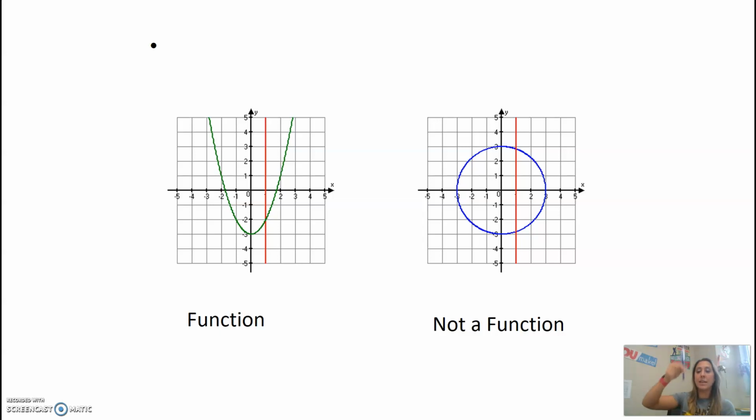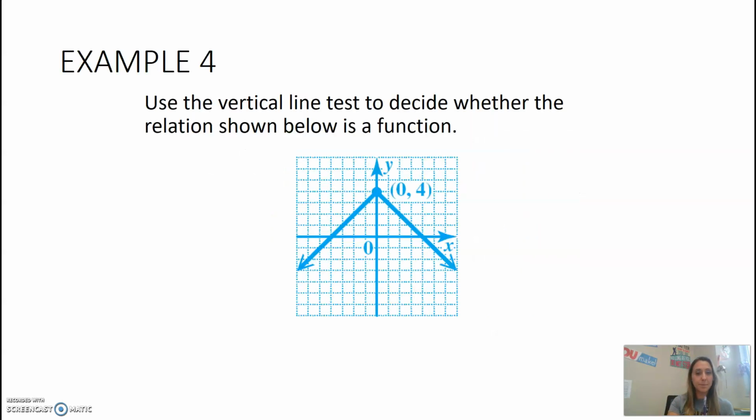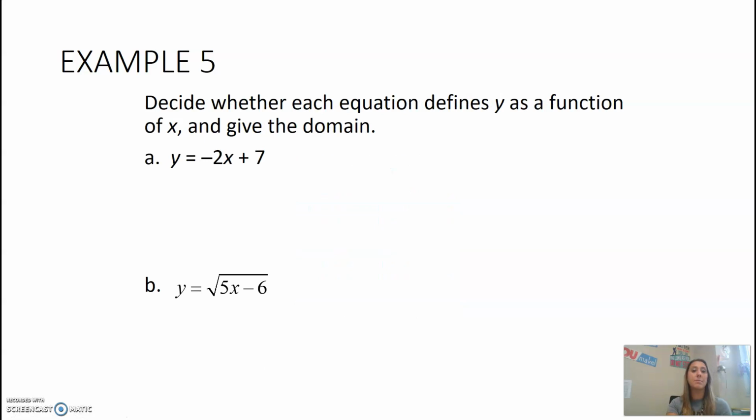So that vertical line test means anywhere I put my vertical line, it's only going to cross my graph 1 time. So if we use the vertical line test to determine whether this is a function, go ahead and hit pause and do that. So yes, this does pass the vertical line test, because if I put a line here or here or here or even here, it's only crossing my graph 1 time.